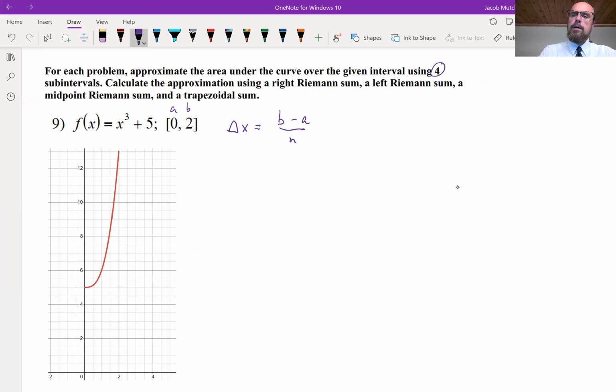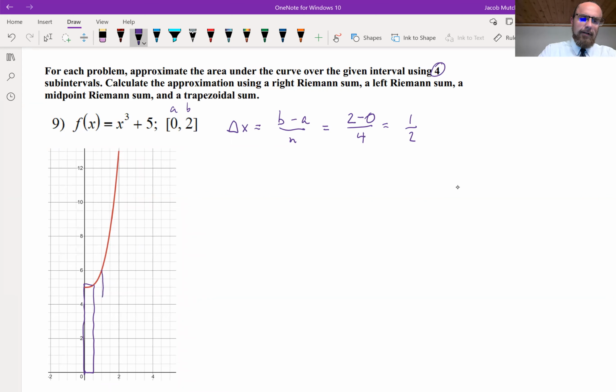So we see here we have 4 subintervals. For us, this is going to be 2 minus 0 divided by 4. So that's going to be 2 over 4, reduced down to half. And that makes sense according to the graph. Each of these 4 rectangles needs to have a width of half. So we'll start drawing them with our right endpoint on the function.